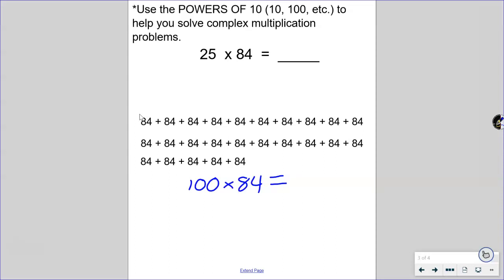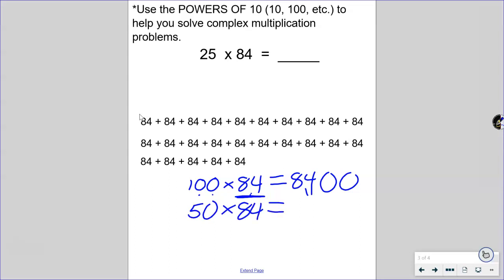Now the reason I do that is because that's easy. 84 times 100 means I'm going to take this whole number and put 2 zeros on the end of it since I'm multiplying times 100. So that would give me 8,400. And now that I've done that, I know that if I add the number 84 100 times, it's 8,400. So now let me do half of that. What if there was just 50 of them?